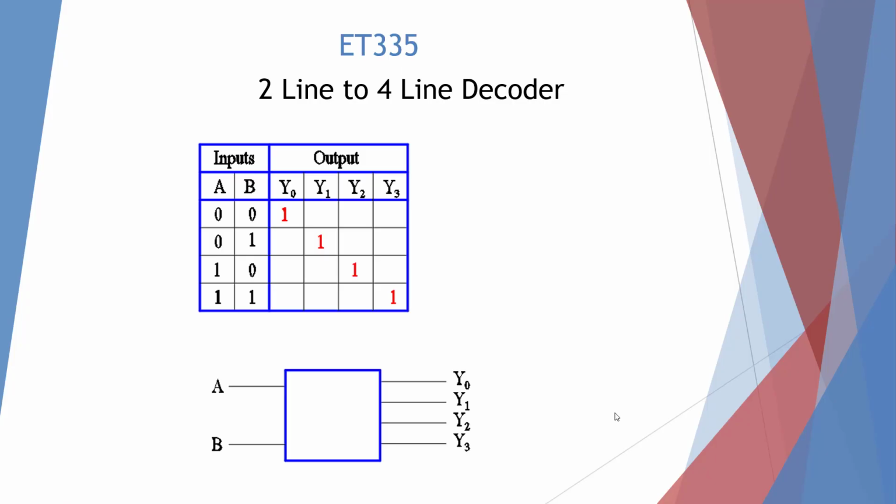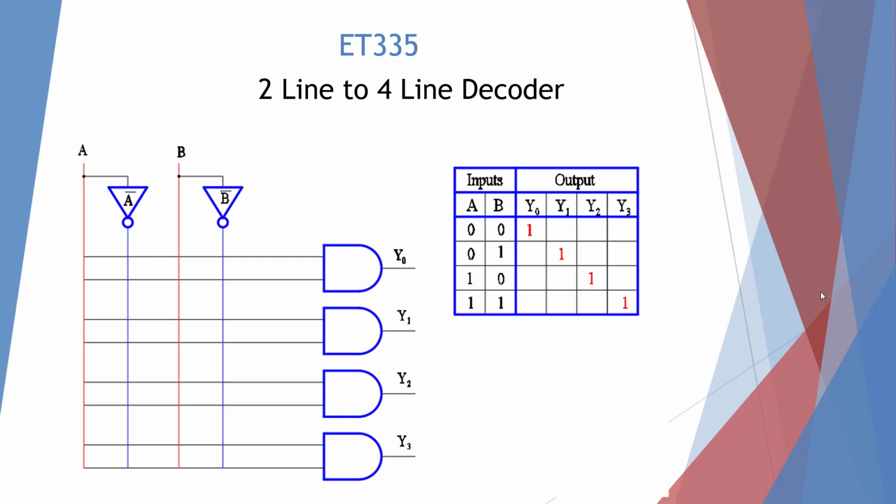Here we have a 2-line to 4-line decoder. So 2 to the second power would be 4. And what we're going to do is have high outputs whenever our binary code is present. So this is essentially a selector. Here we have the logic diagram for a 2-line to 4-line decoder.